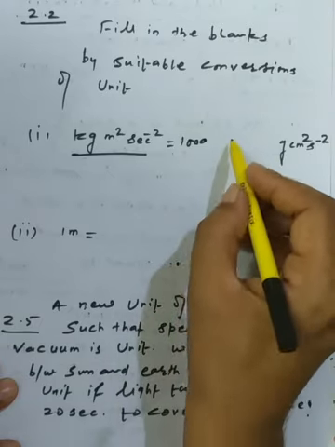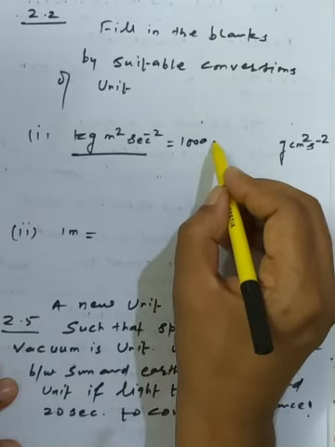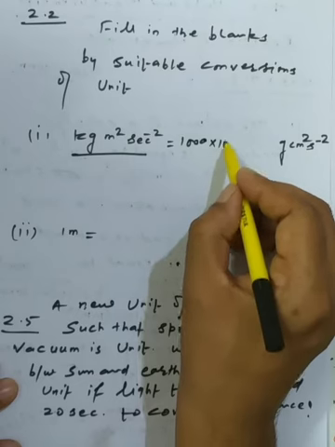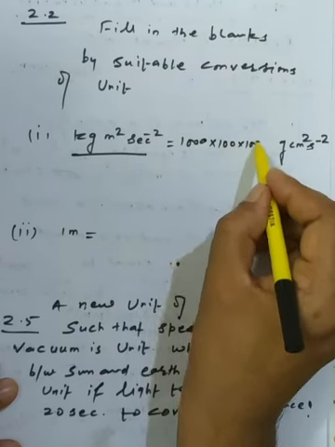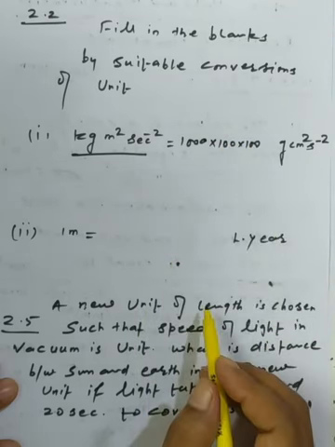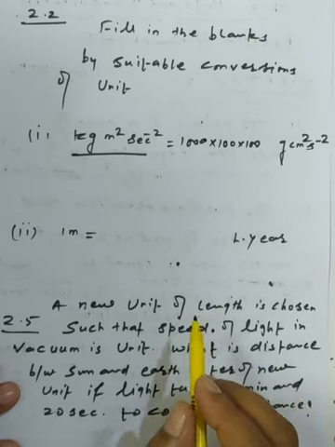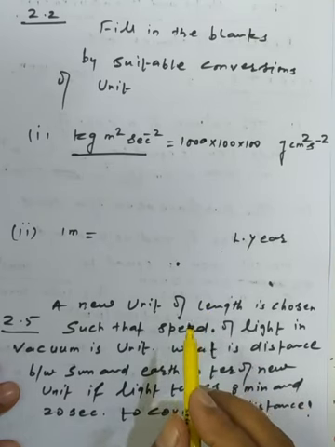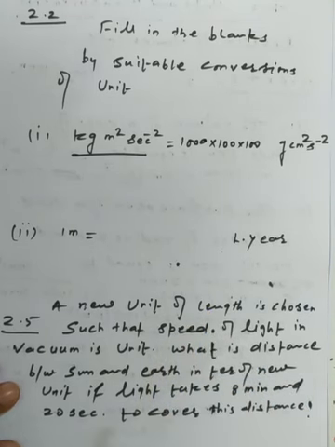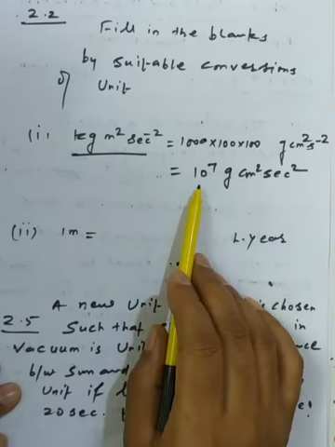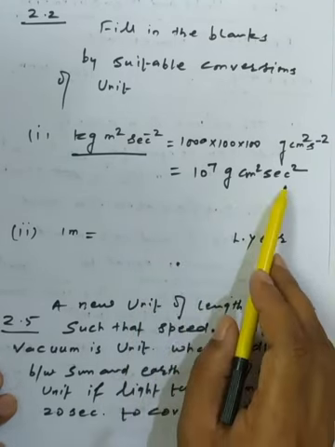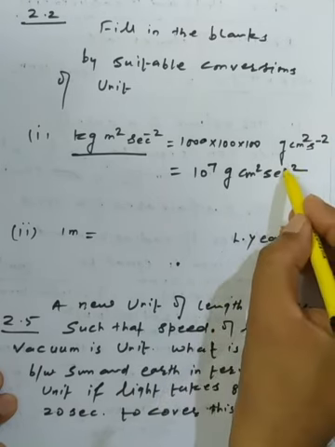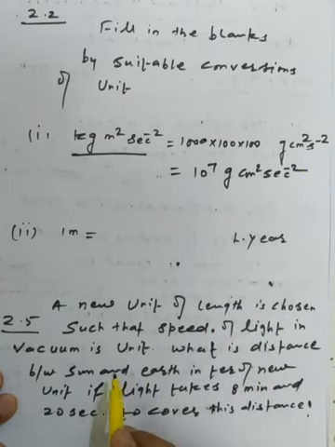Now the meter is equal to 100 centimeter, and since it is squared, we can easily write 100 into 100. This is the conversion part. And for the numerical value, how can we write it? In power notation, it is 10 to the power 7 gram centimeter square second to the power minus 2. Okay. And the next question is how many meters are there in a light year.